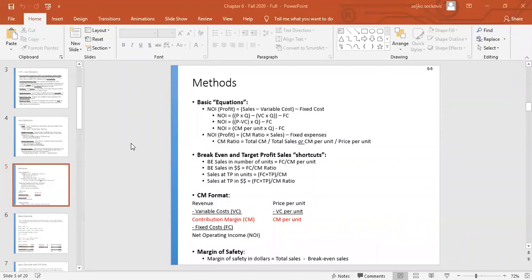Okay, Guy, go ahead. You raised your hand earlier. Thank you, Professor. Can you just explain to me quickly the difference between the sales at total profit in units and sales at total profit in dollars in the break-even sales? They're the same sales, right? It's just in number of units.